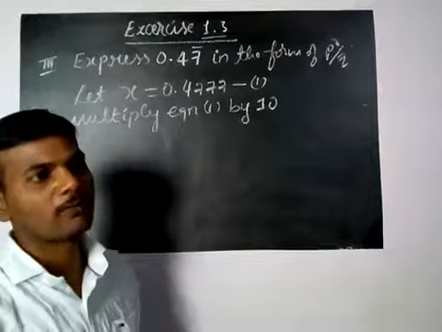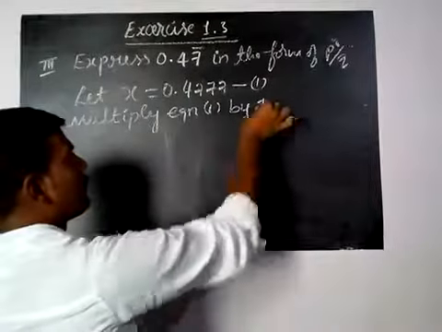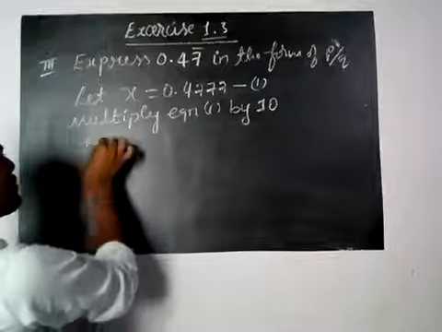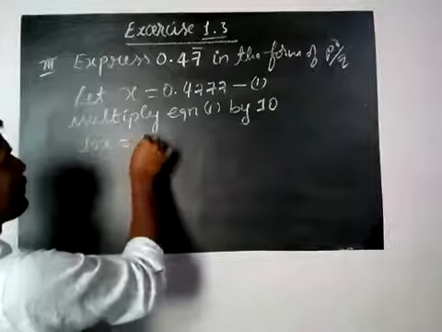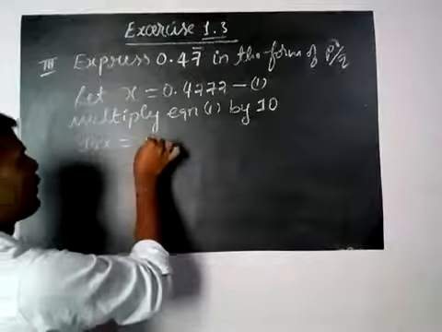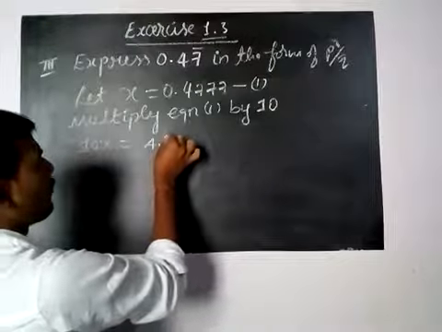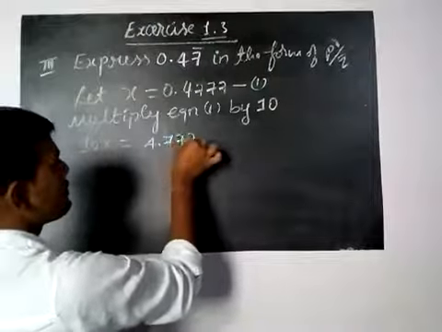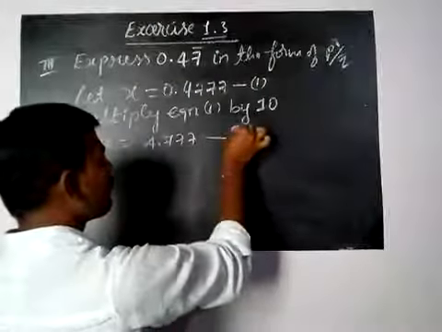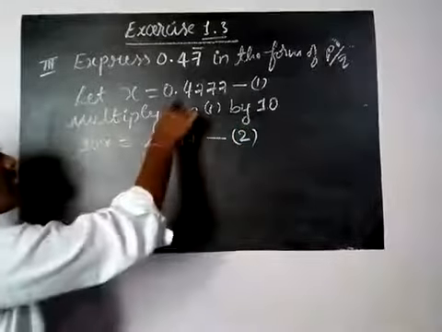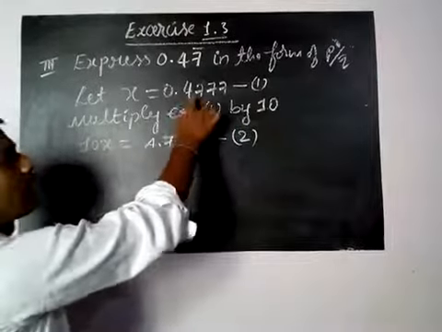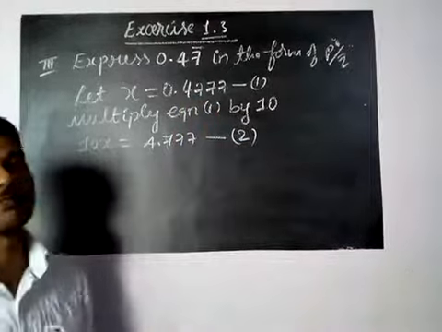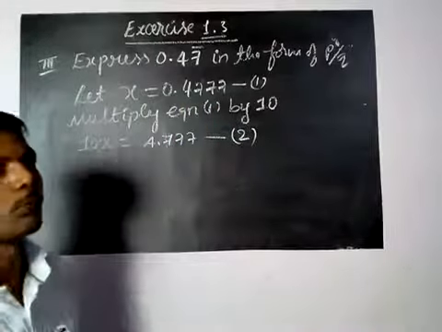Multiply equation 1 by 10. Then 10x is equal to 4.777... So this is equation 2. This will be shifted to the 4.77 as it is. Okay, call it equation 2.